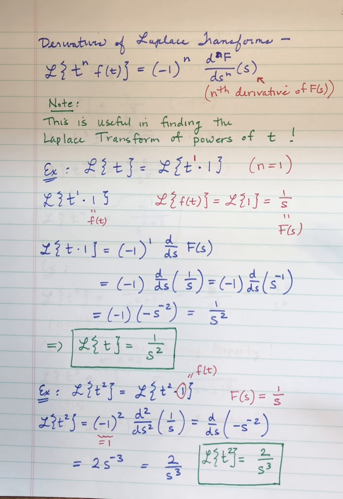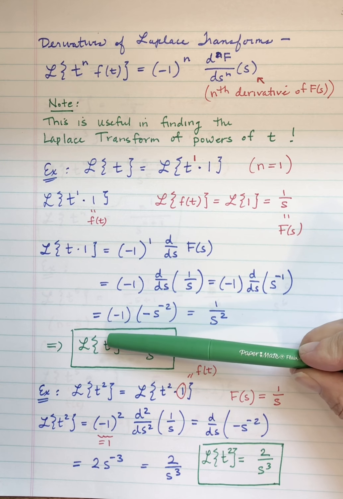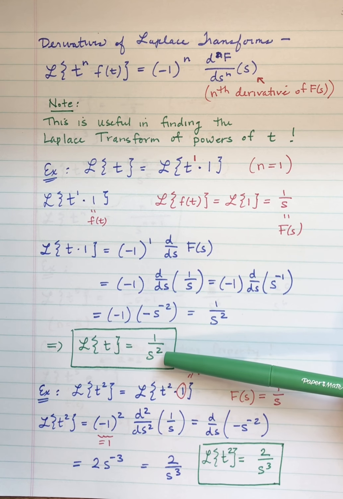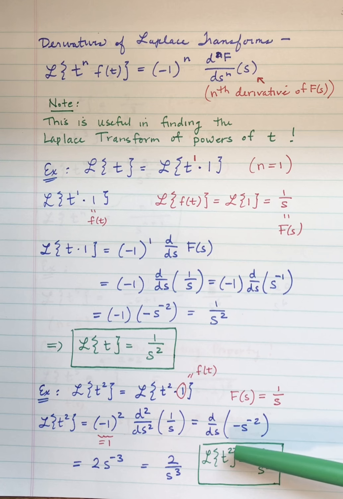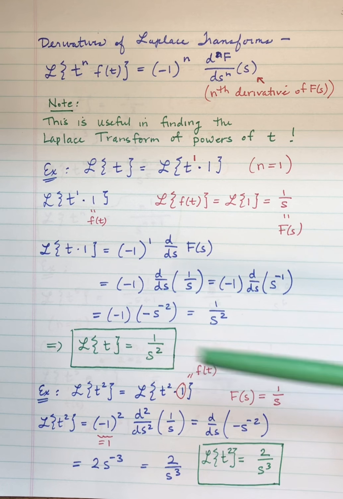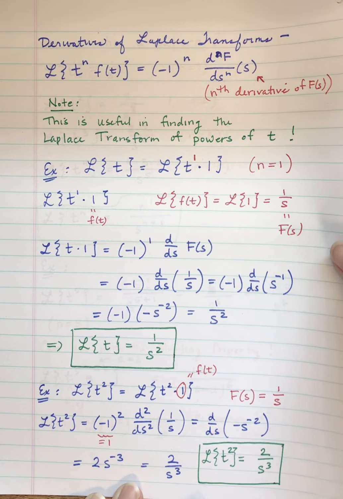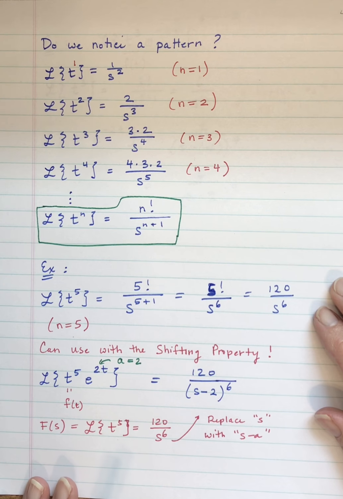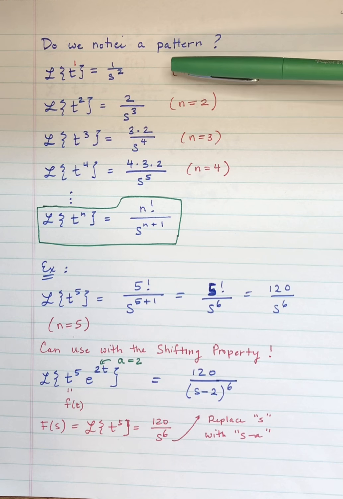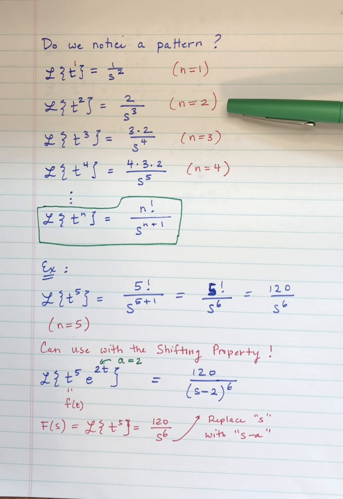So are you noticing a pattern? That had a first power, the denominator had s squared. This has a second power, the denominator is s cubed. We had a 2 in the numerator here, and a 1 in the numerator there. Are you seeing a pattern? And that's really how we use this property. So here's the pattern. We started out with t, we got 1 over s squared. For t squared, we got 2 over s cubed.